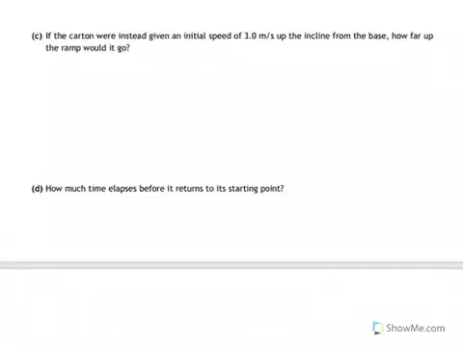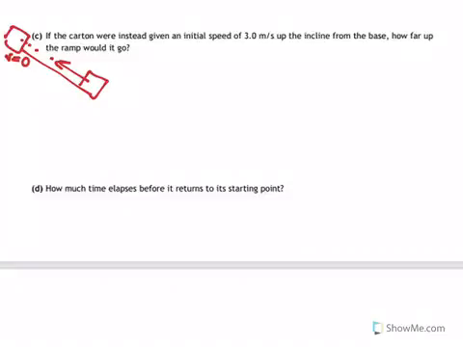Okay, this is number 10, part C and D, so continued from the last video. Here we go. If the cart were instead given an initial speed of 3 meters per second up the incline from the base, how far up the ramp would it go? So now we're starting the box at the bottom, we're giving it a shove, and it's slowing down as it goes, and we want to find out where that moment is where it comes to a stop. We want to know how far up the ramp it would go.